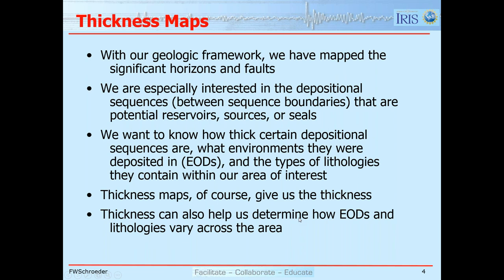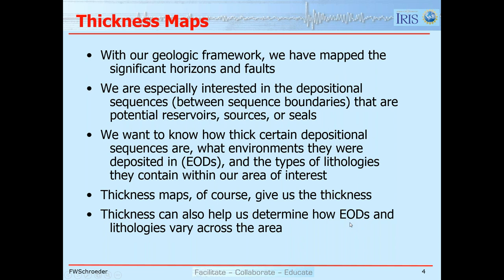We'd like to know for some of these, the key sequences at least, what their environments of deposition are. So EODs is environment of deposition. And if I know that a particular area was deposited as a coastal plain, then I might infer the types of lithologies. Or maybe it's a fluvial deposit, or maybe it's a deep water deposit. So thickness maps, of course, what they give us is the thickness of the interval or the sequence as a function of distance around our study area. We can also use thickness maps to help us to determine what those environments of deposition might be and how the environments and the lithologies might vary across our study area.